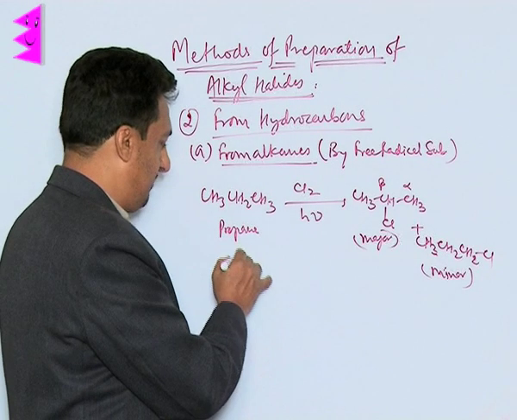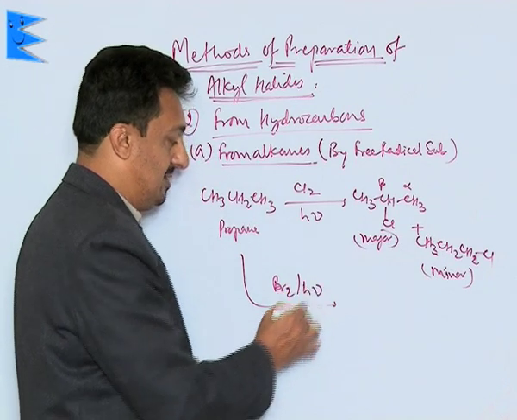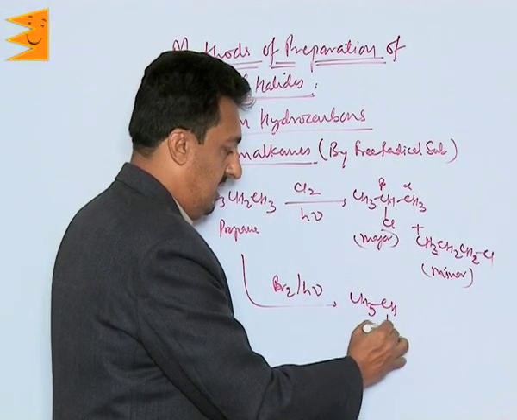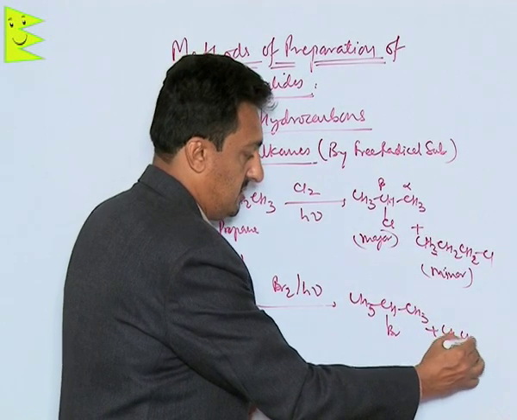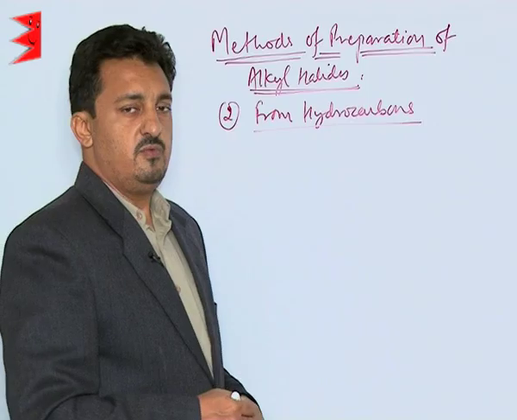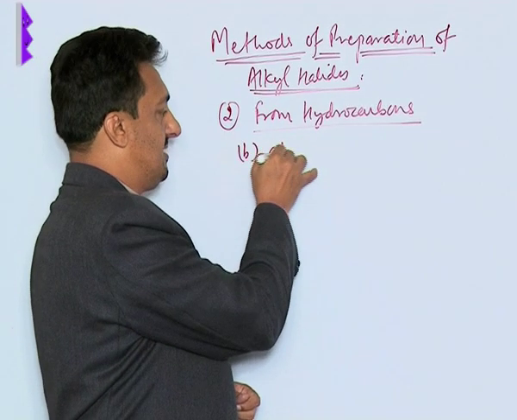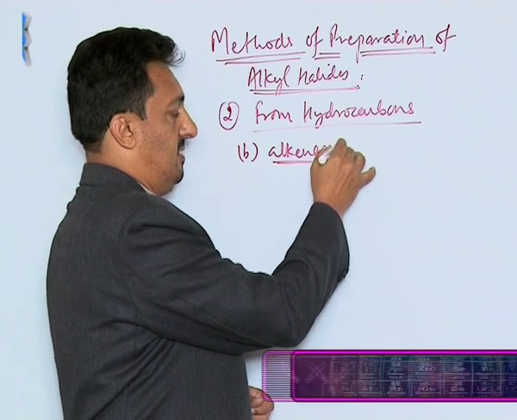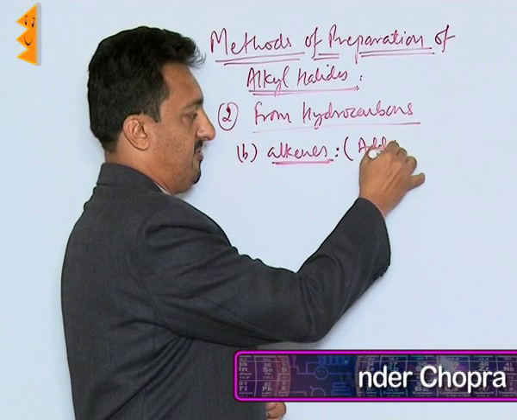And in this place, suppose we use bromine. Yes, bromination can also be done by using the same method. What we get is the same, isopropyl bromide, and we can also get n-propyl bromide. We can also prepare alkyl halides from hydrocarbons by taking alkenes. Now this reaction follows an electrophilic addition reaction.